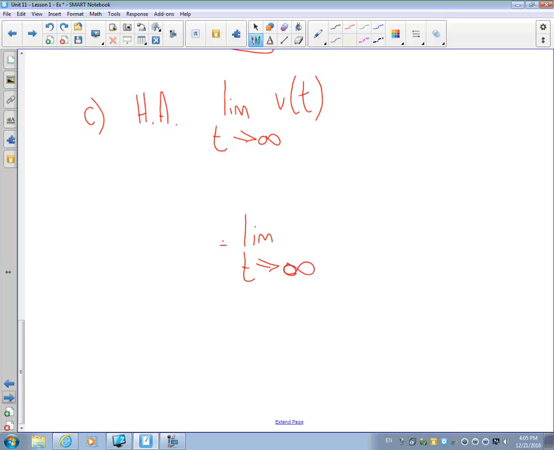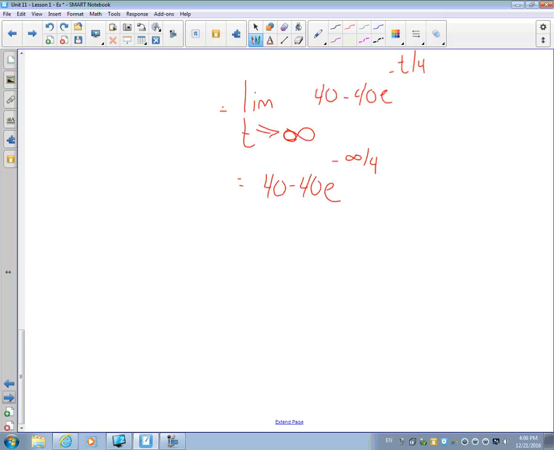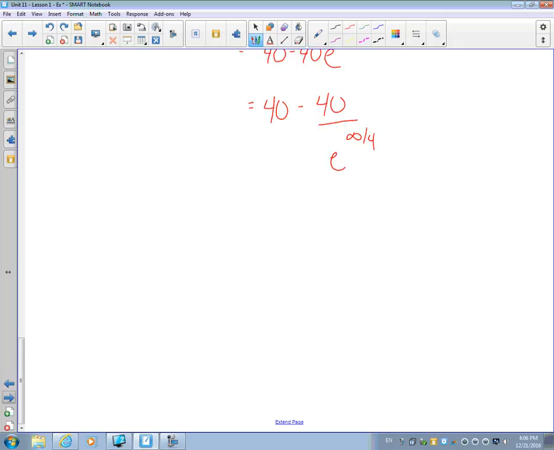For 40 minus 40 e to the negative t over 4. So what would we get here? We'd get, if we put a really big number in, 40 minus 40 e to the negative infinity over 4. Well, what is that going to do? That's going to give us 40 over e, make it a positive exponent, right? So e to a really big number. Think of a really, really big number you can put as an exponent. What's going to happen there?